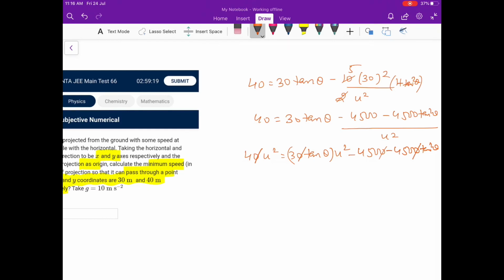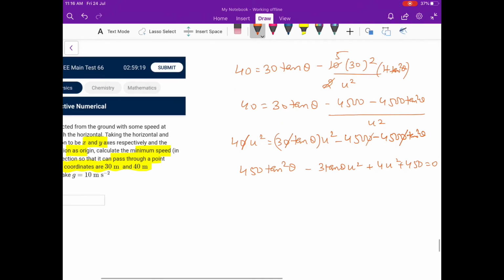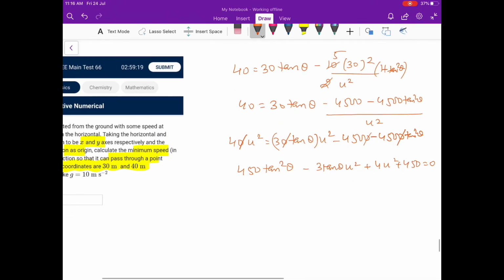So let's say 10 sec²θ would be 450 sec²θ I've got, and minus 3 tanθ u², plus 4u² plus 450 equals 0. Now, this is the value that we are getting for tanθ. For this to be a real solution, D should be greater than or equal to 0.